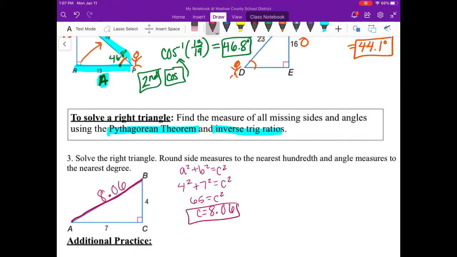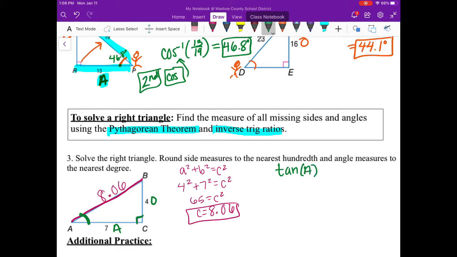Now, we don't have any more missing sides. All we have is missing angles. This one I know already is a 90-degree angle. That's because I need it to be a 90 in order for me to use the Pythagorean theorem. But now I have to use trig ratios to find my missing angles. So let's say I was looking for angle A. I'm going to be using the opposite and the adjacent to use the inverse trig ratio to find the missing angle. So in SOHCAHTOA, tangent is the one that uses opposite and adjacent.